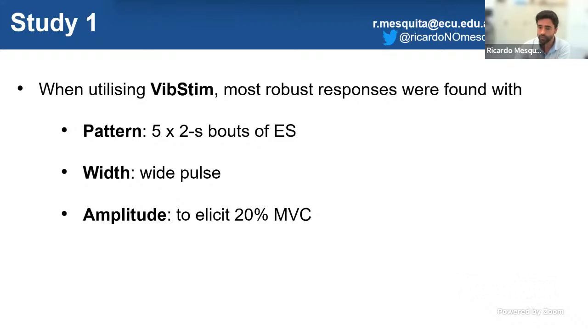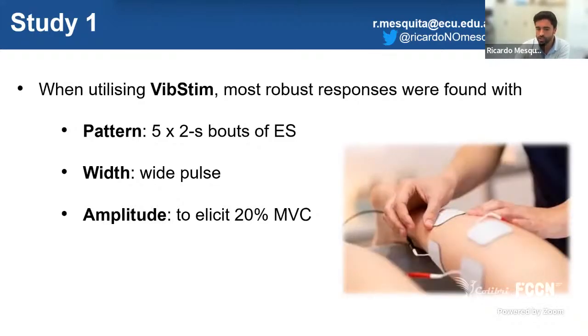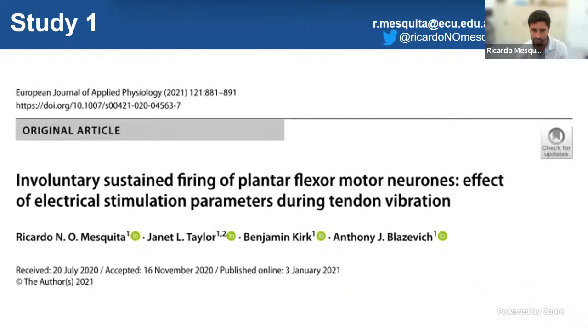And though we tested it during tendon vibration, it's also possible that this combination of electrical parameters could provide an effective stimulus in other settings, such as neuromuscular electrical stimulation based rehabilitation interventions. And if you'd be interested in reading more, this was published last year in the European Journal of Applied Physiology.